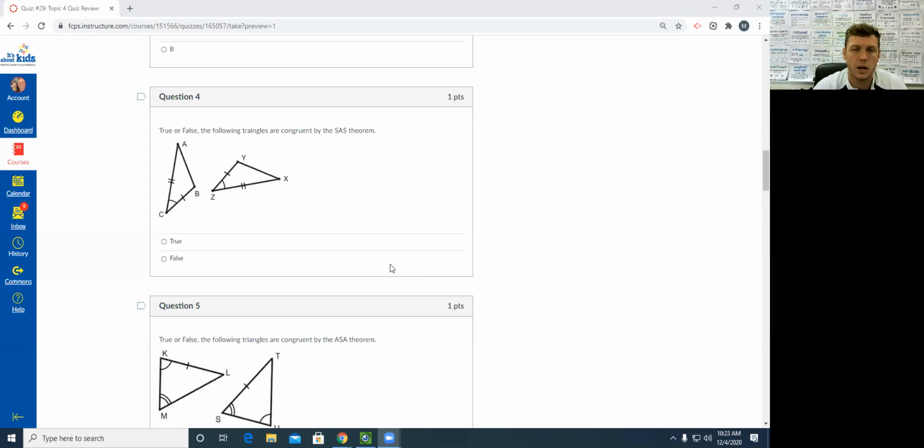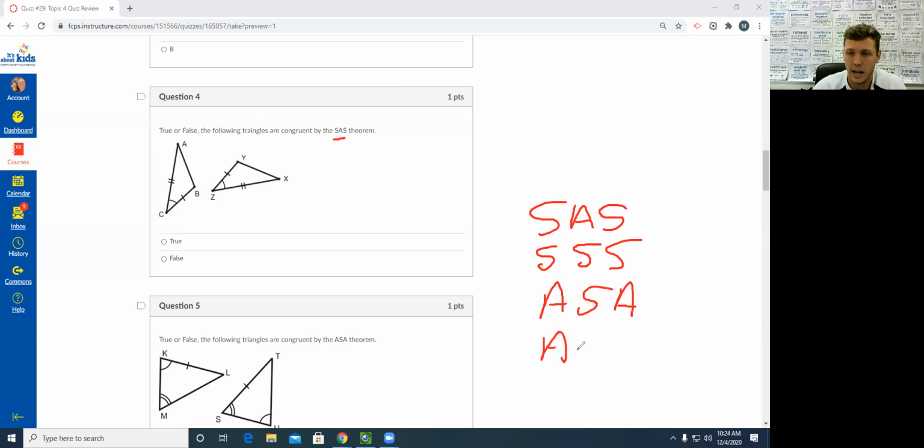So let's go ahead and, all right, question number 4 says, true or false, the following triangles are congruent by the side angle side theorem. Basically, there are 4 different methods that we can use to show that something is congruent. Or sorry, actually, there's a 5th one. We can do side angle side, side side side, angle side angle, angle angle side. One that you might get thrown off by is angle side side.